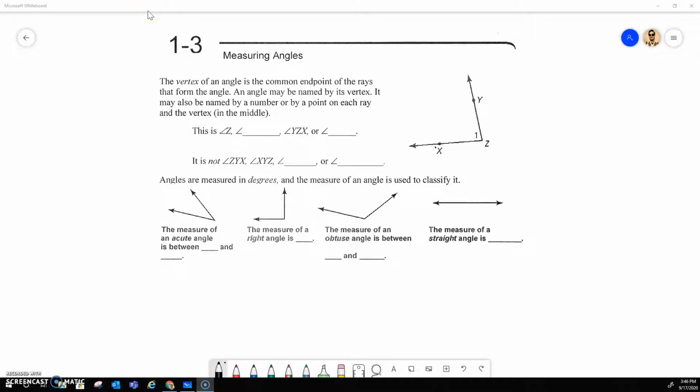Today we're going to be discussing section 1-3 from our textbook, which is measuring angles. So I'm just going to jump right in.